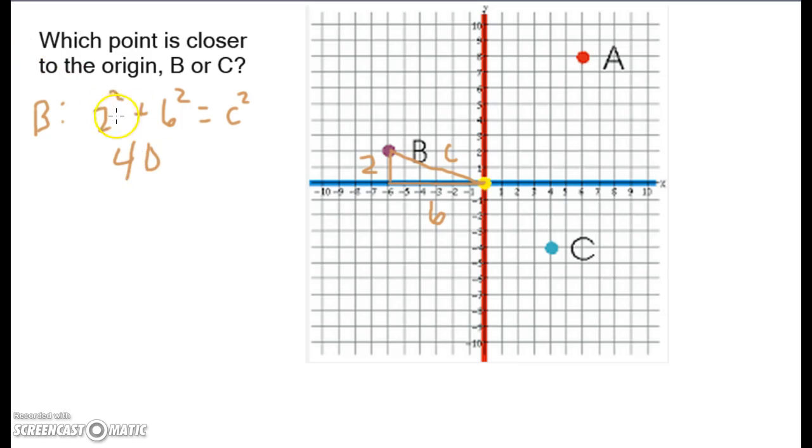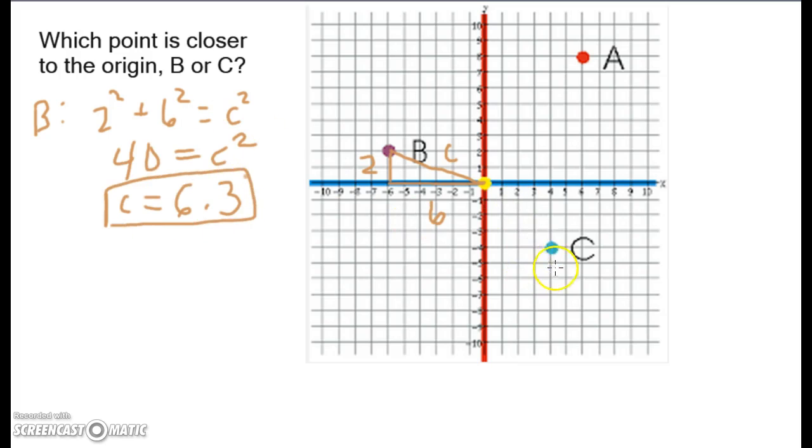And you can just type this into your calculator, 2 squared plus 6 squared equals C squared. All right, but I don't want to know C squared, I want to know C. So I take the square root of 40 in my calculator, and I get that from B to the origin, it's about 6.3 units away.